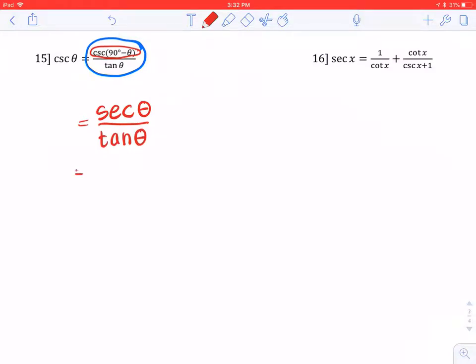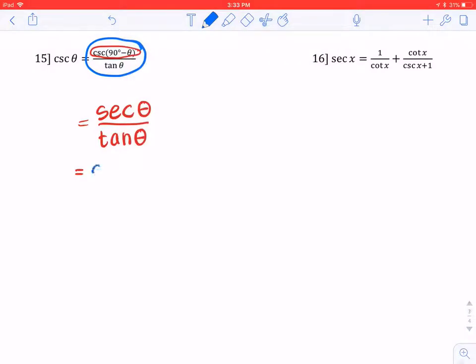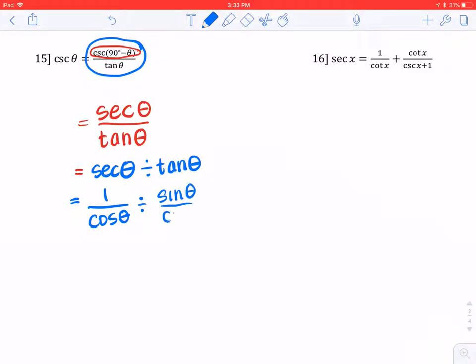Now, just like problem number 14, I realize that this is a function divided by a function, both of which can be rewritten as fractions. So I'm going to write them side by side using the division symbol that we're used to from grade school. Now I'm going to replace secant with its reciprocal, which is 1 over cosine of theta, times, actually I shouldn't multiply yet, I'm getting ahead of myself here. I'll do divided by tangent substitution, which is sine of theta over cosine of theta.